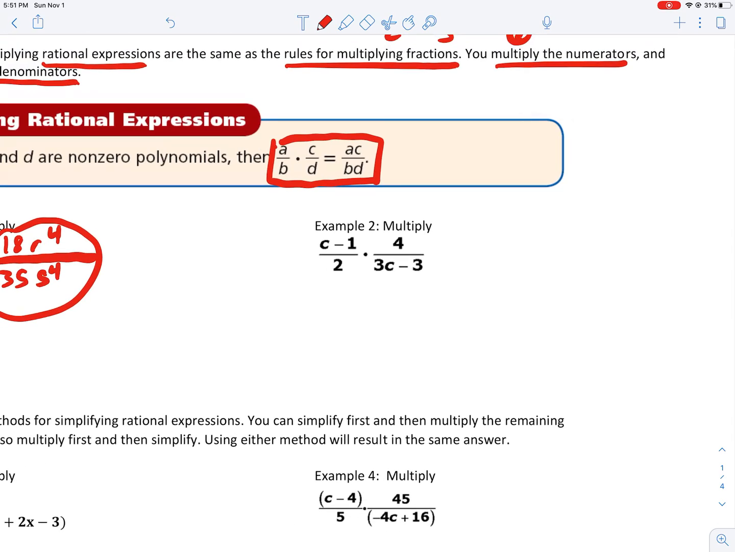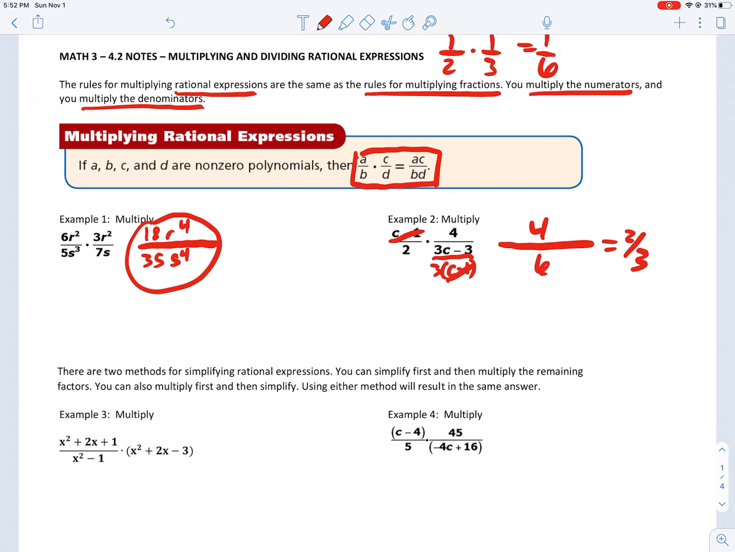Okay, example 2. Before you multiply, I do notice that there's a GCF here. So I could factor out a 3, so you get c minus 1. So I could reduce the c minus 1s. And now if I multiply, I have 4 on top, and then 2 times 3, so 6, which gives me 2/3. So this time I simplified by factoring first and then multiplying.